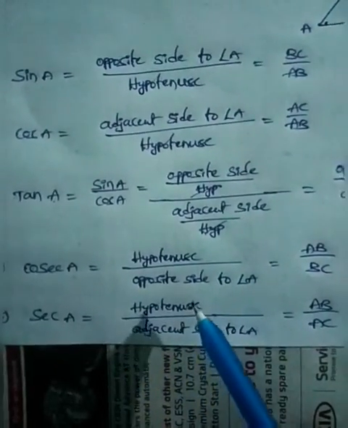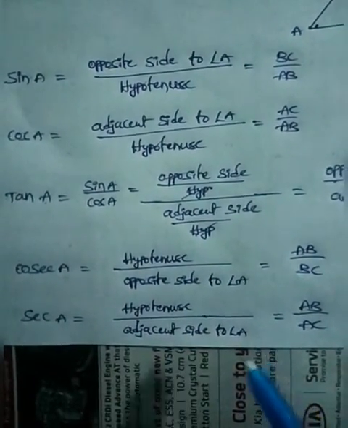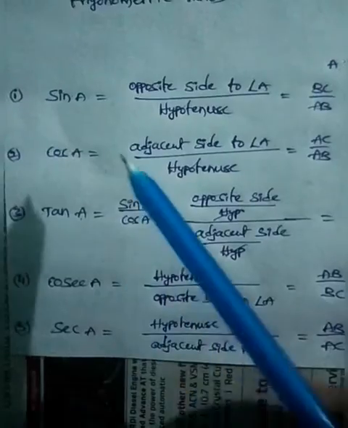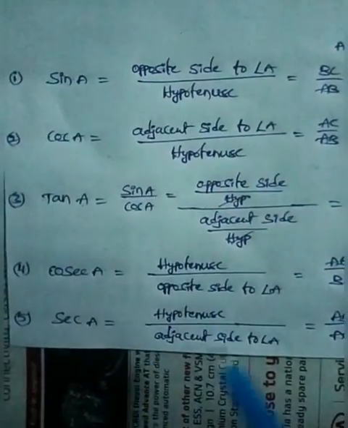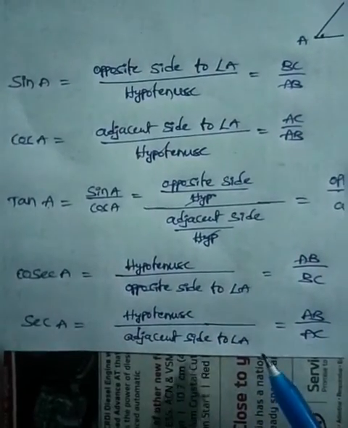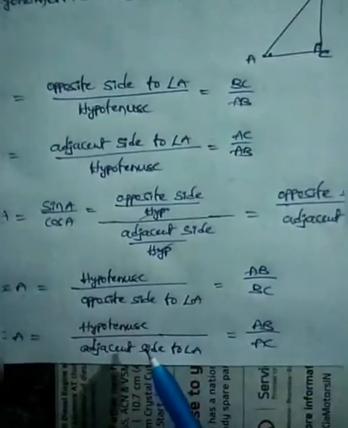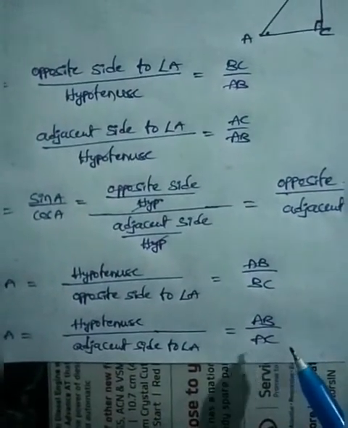Now secant A. Secant A means hypotenuse by adjacent side to angle A. So secant A is the multiplicative inverse of cos A. If you change the numerator as denominator and denominator as numerator, you will get secant A, which is hypotenuse by adjacent side to angle A. The hypotenuse here is AB, and the adjacent side to angle A is AC.